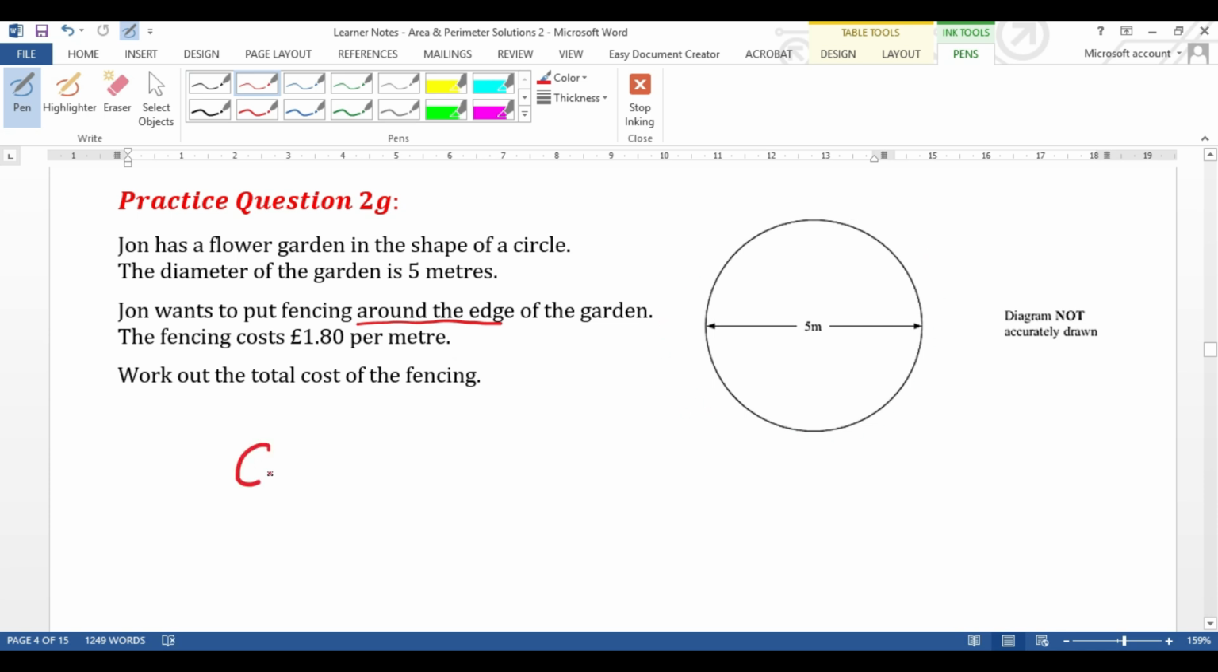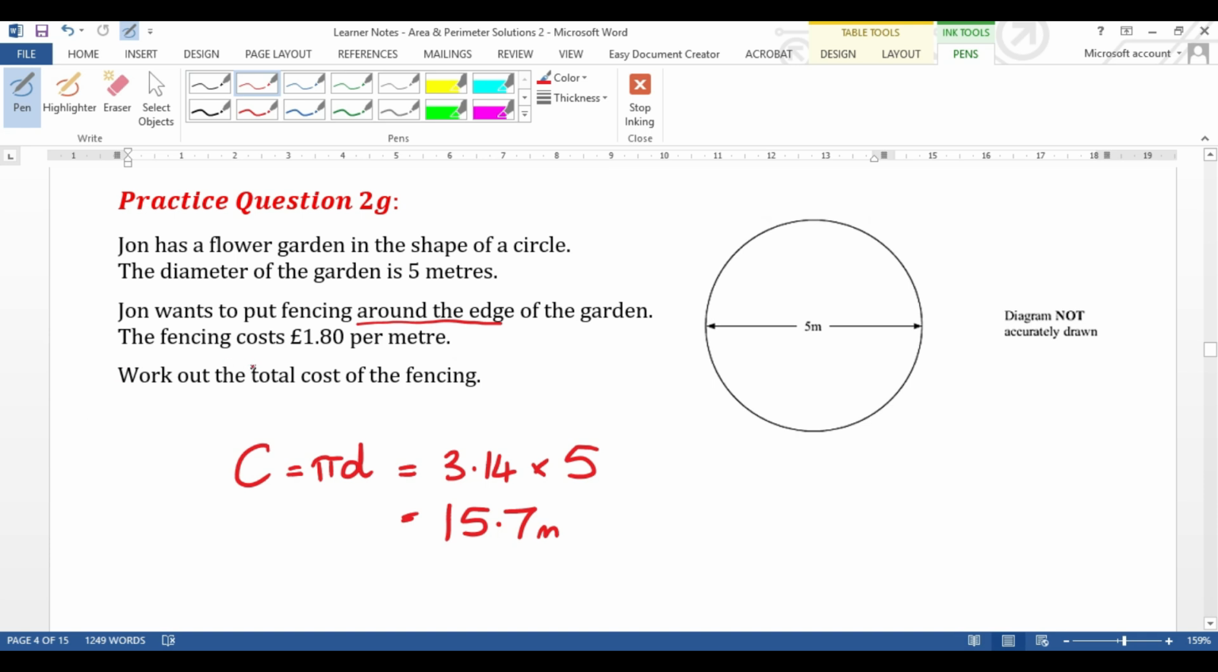So we're definitely using Cherry Pies Delicious. So 3.14 times by the diameter. They said the diameter was 5. That gives us 3.14 times 5, which is 15.7, and that's going to be in meters. So that's the length of the outside.